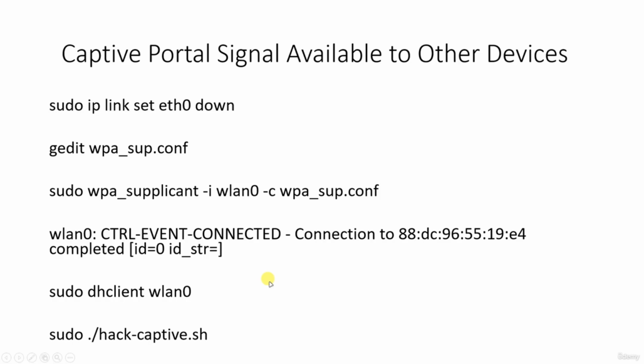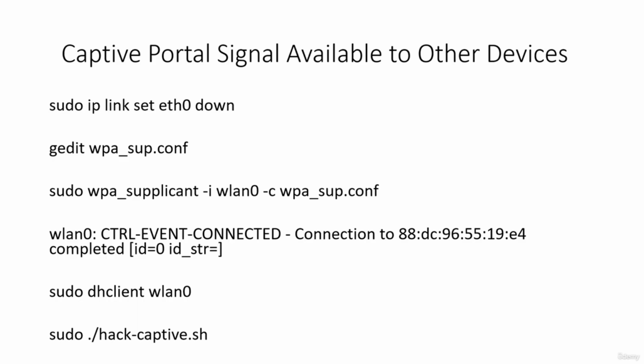open a new console window, or you can just clear the previous one and work from that, but it's better to use a new console window, and type sudo dhclient. At this point you have to run the captive portal hacking script. So this is the script. It will take a couple of minutes, so wait until successful completion.